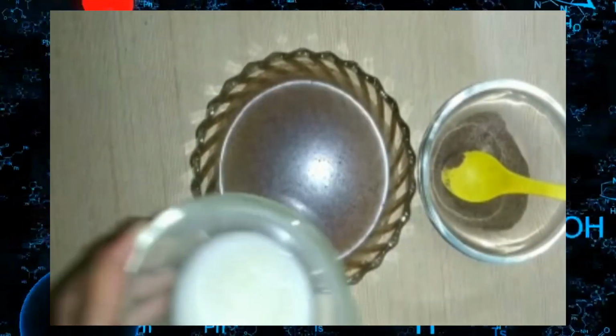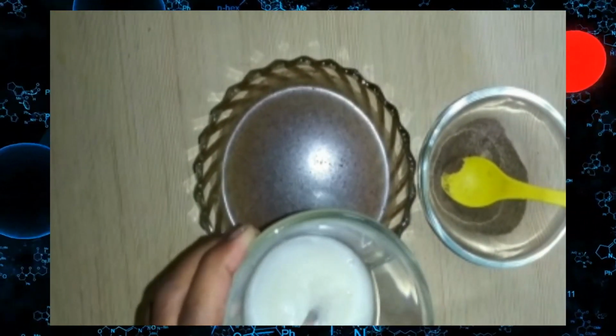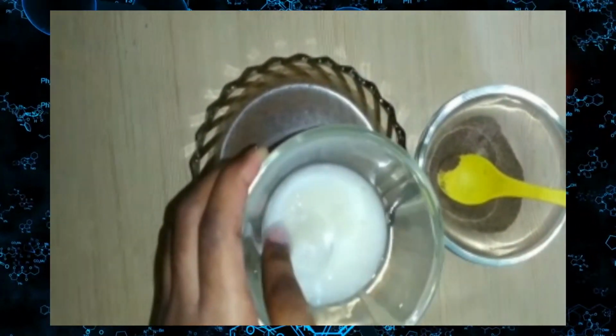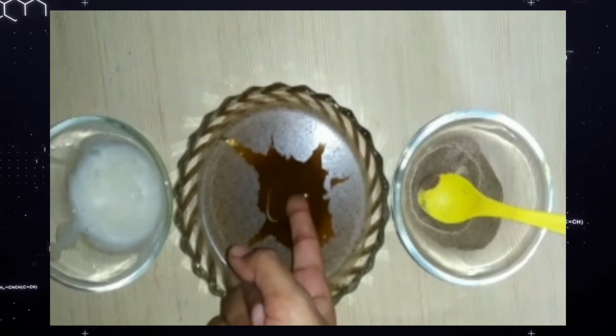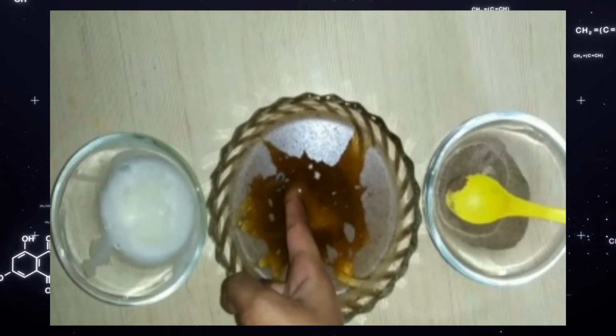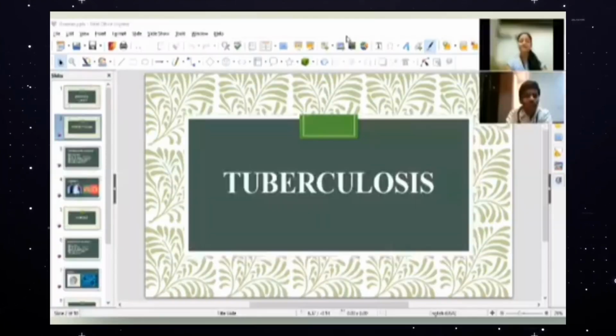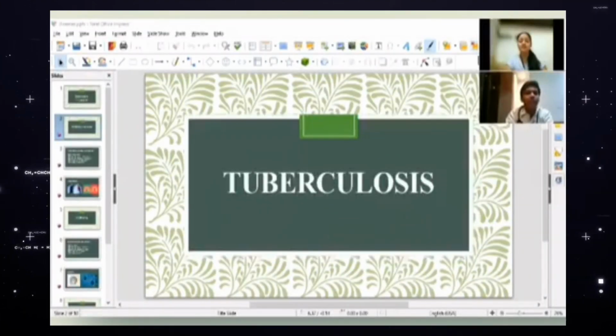Now take soap solution and apply it to your finger. Now drop your finger in the bowl. You will notice that the germs run away. That is why it is important to wash your hands with soap. Thank you.